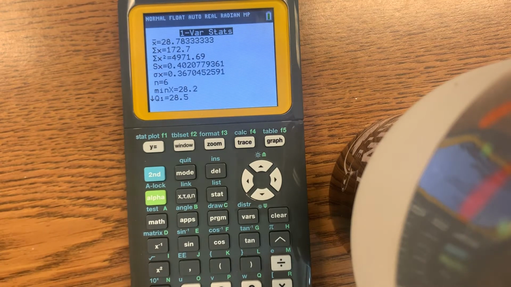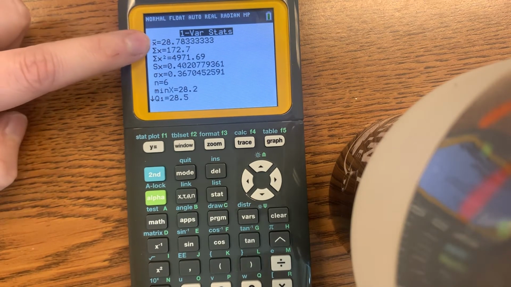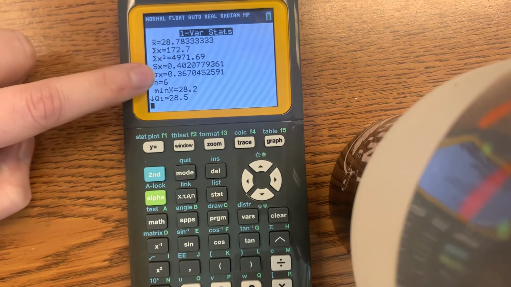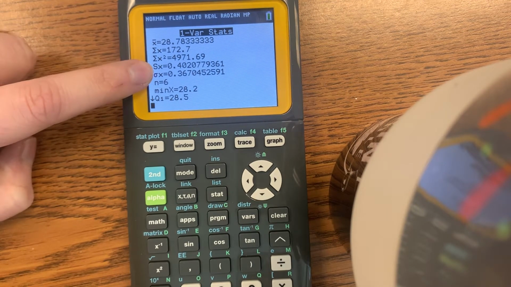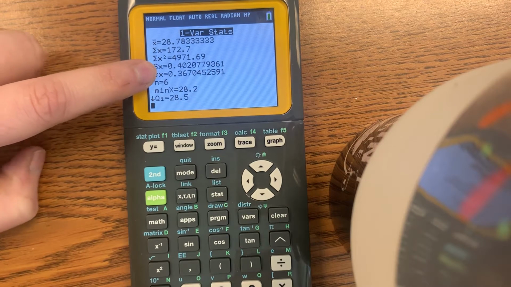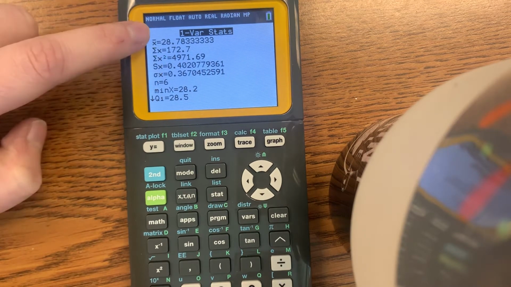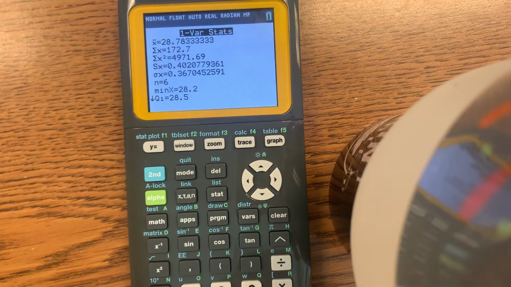So it gives us a bunch of stuff. The two things that we are needing right now for this type of problem is we need the sample mean, so x-bar, and then we need the standard deviation of the sample, which is the Sx. So those are the two numbers that we would need for this problem. And then I would use those two numbers in the formula for a confidence interval to calculate that interval, like we talked about in the other video.